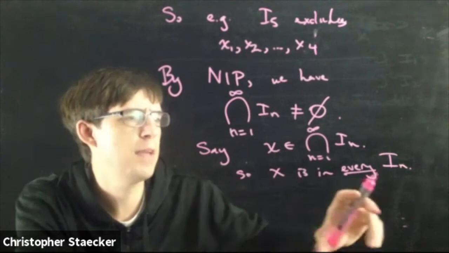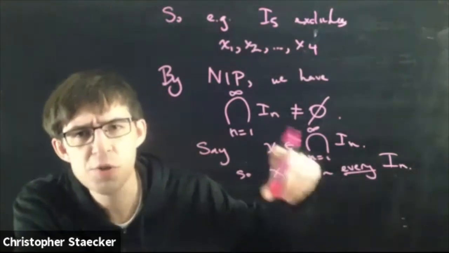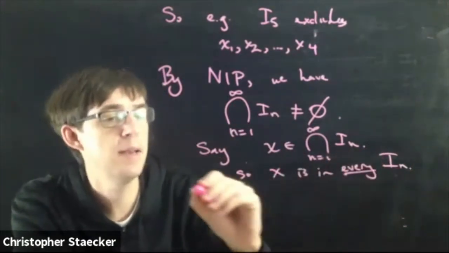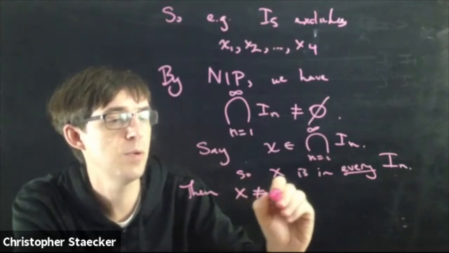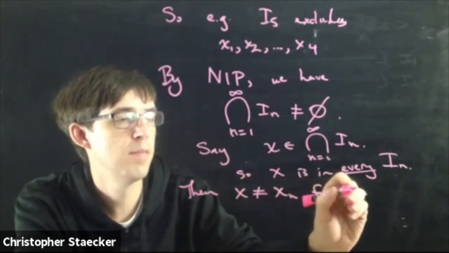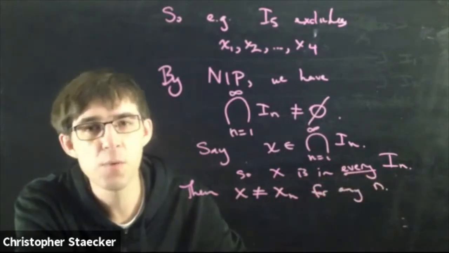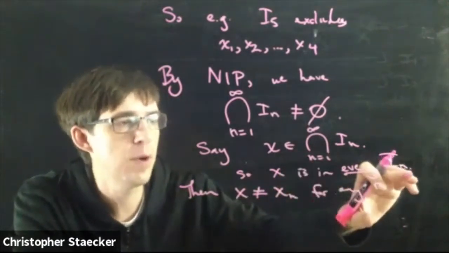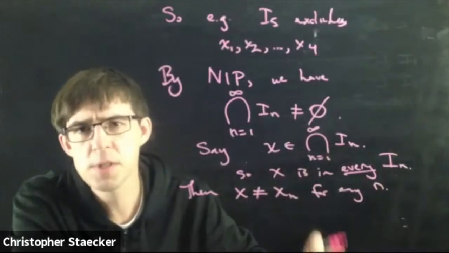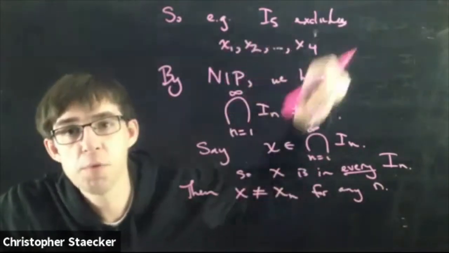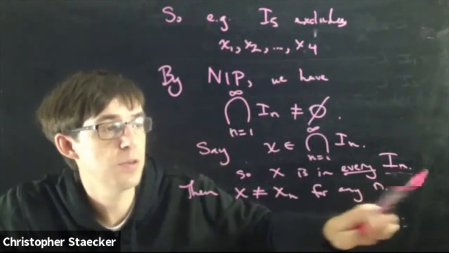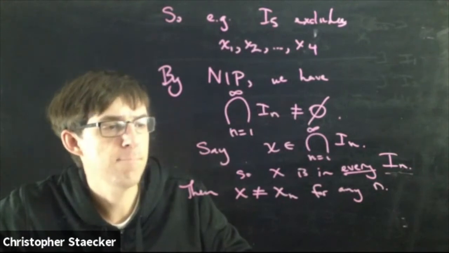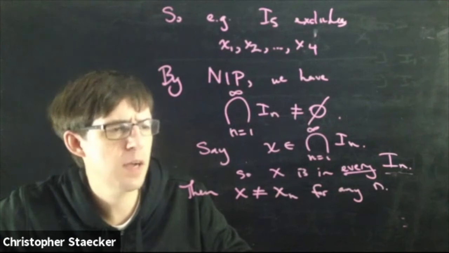You have to think about how every I_n was chosen to exclude a bunch of the x's. Actually, this means if x is in every one of these I_n, then x is not equal to x_n for any n, because I_n is always chosen to exclude the first n x's. If you have one point which is in all of these, it must not be equal to any of the original marked points on the line, because these are chosen to omit the marked points one after another. All right, does anyone see how this is a contradiction?